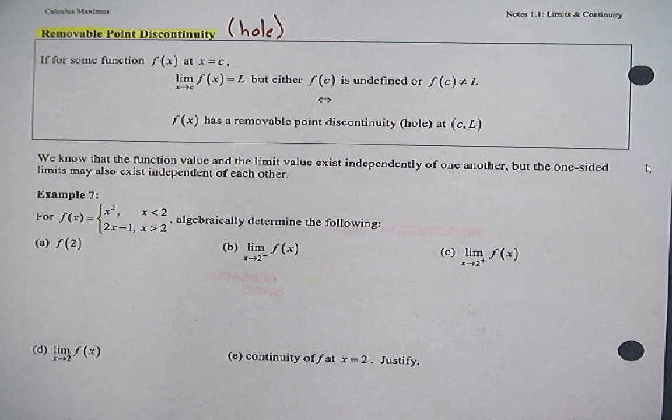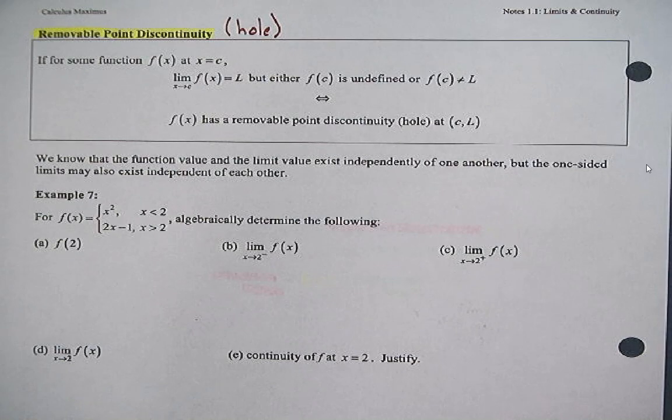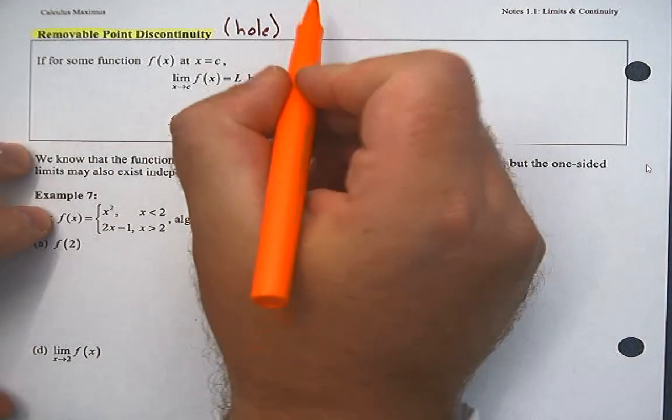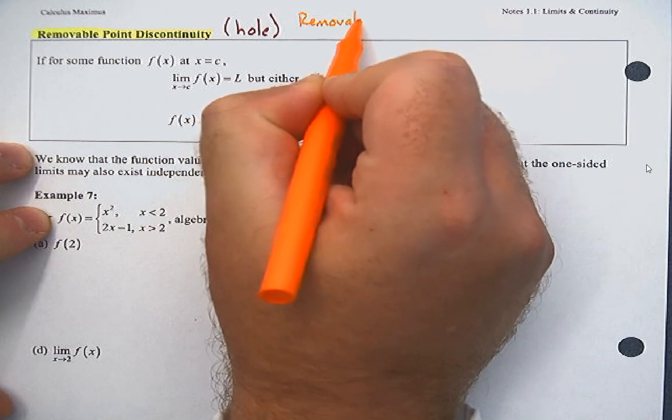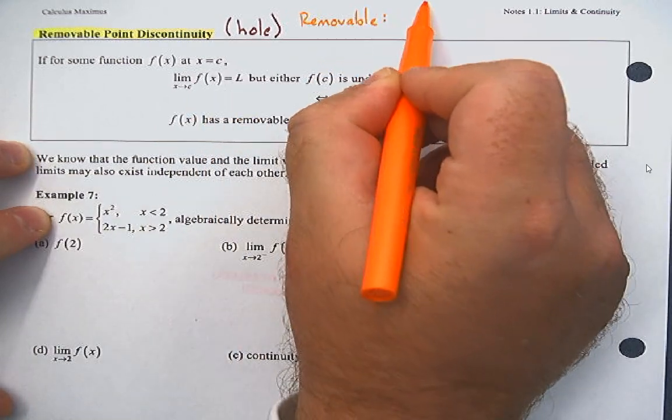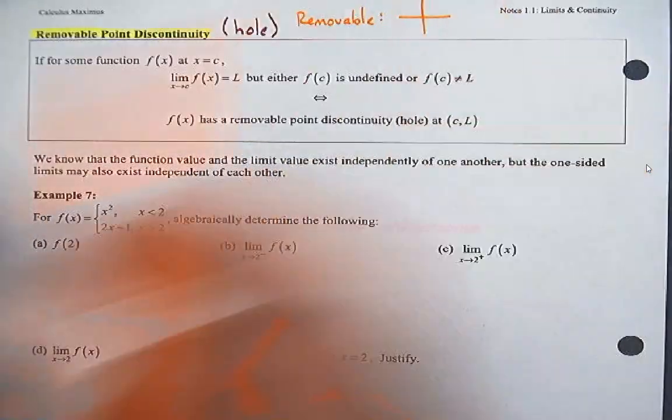A non-removable discontinuity would be something like a vertical asymptote. So let's just write it down. So removable would be something like this.